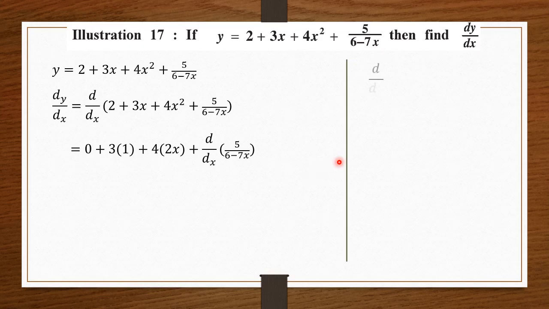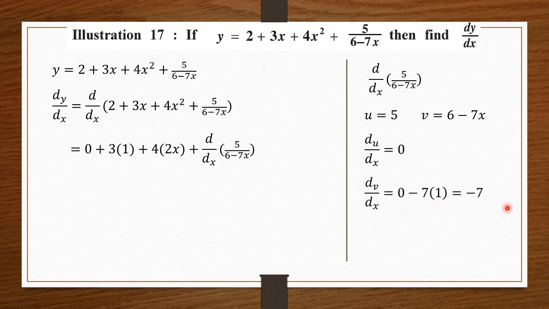This is a division formula, so d upon dx of 5 upon 6 minus 7x. So what we are going to do, the numerator, that is 5, will be u, the denominator, that is 6 minus 7x, will be v. The derivative of 5 is 0, and the derivative of 6 minus 7x is 0 minus 7 into 1, that is negative 7. So when we put these four values into our division working rule, you should remember the formula by now. Okay, it is compulsory basically.